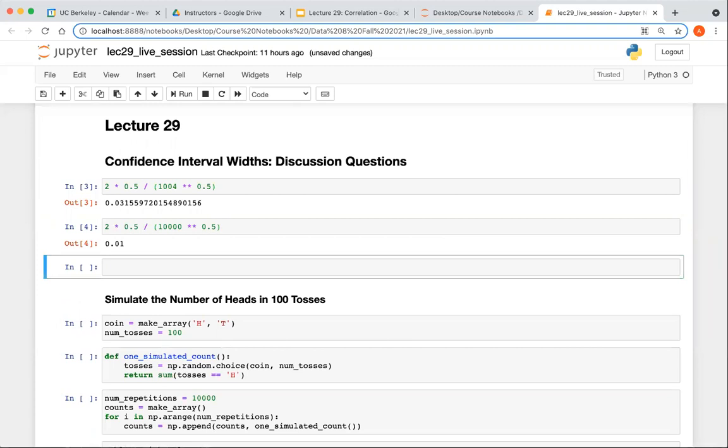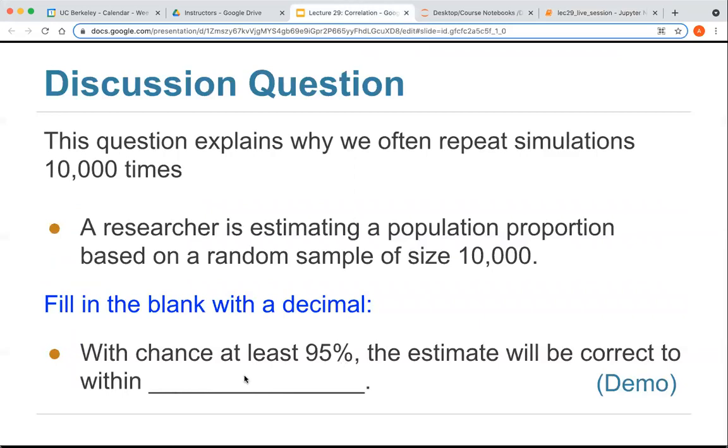And I get 1%. Beautiful round number, 1%. So if I go back here, if you are estimating a population proportion and you are using a sample proportion to estimate that, with chance at least 95%, you're going to be correct to within 0.01. And what I'd like to do is show you what that means in an example.